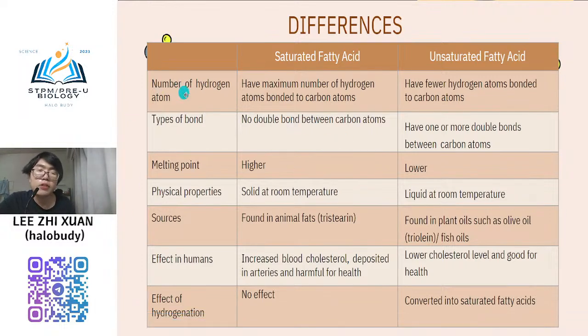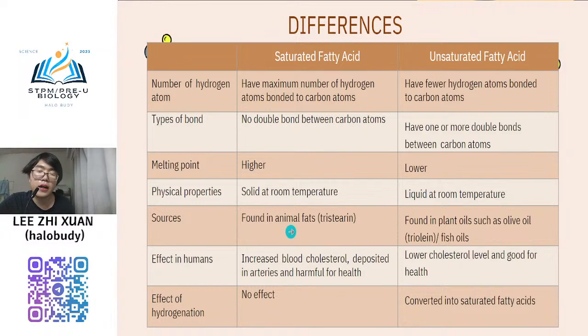The major difference is the type of bond. Saturated has no double bond, only single bonds, but unsaturated contains at least one double bond. Due to this, the number of hydrogen atoms in saturated is higher, it is the maximum number, but unsaturated, because of the double bond, contains fewer hydrogen atoms. The melting point for saturated is high and for unsaturated is low. Another key difference, I think everyone knows, is that saturated is solid form and unsaturated is liquid form.